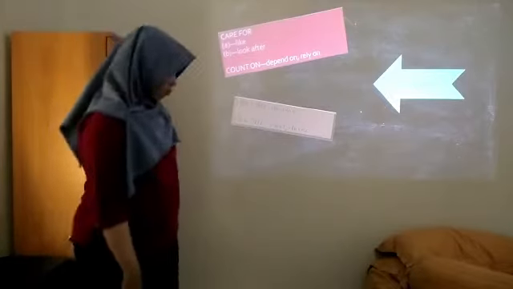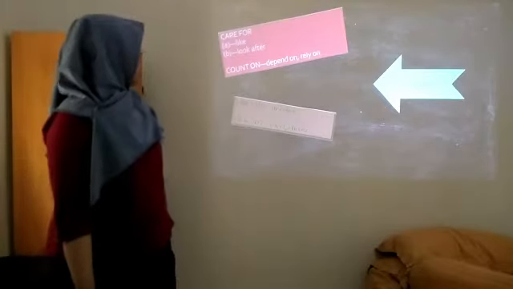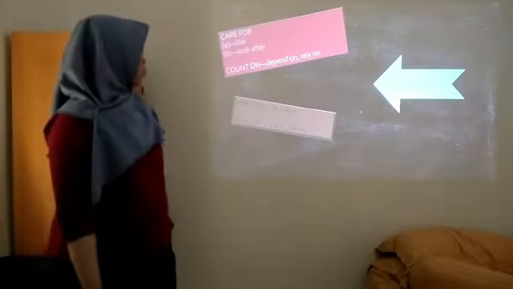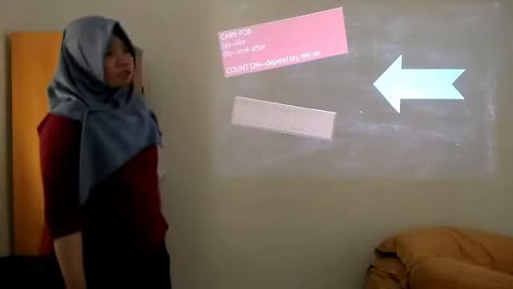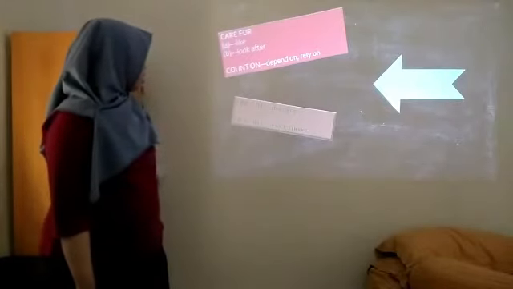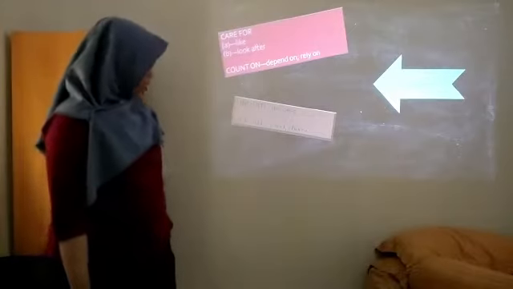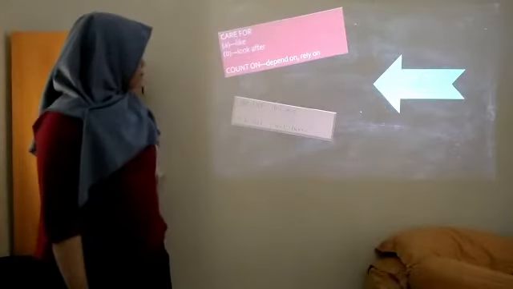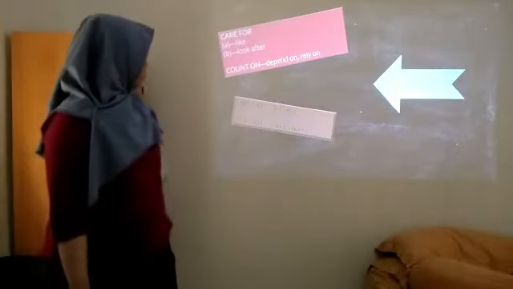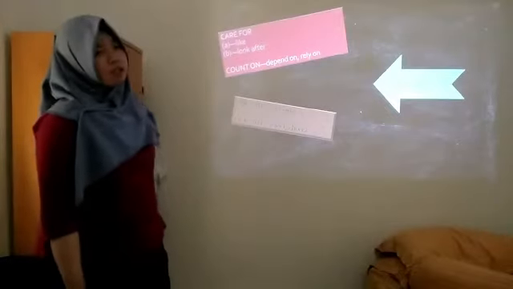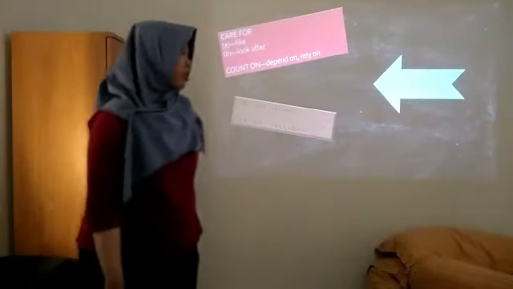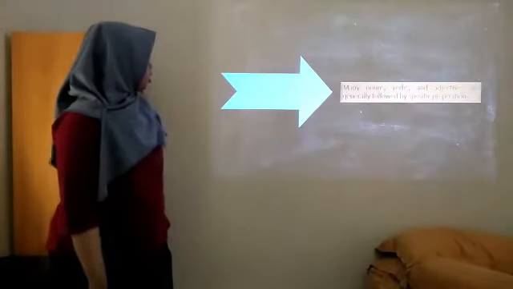And then count on. Count on means depend on or rely on. And the third is find out. Find out means discover. And then pick out. Pick out means select or choose.